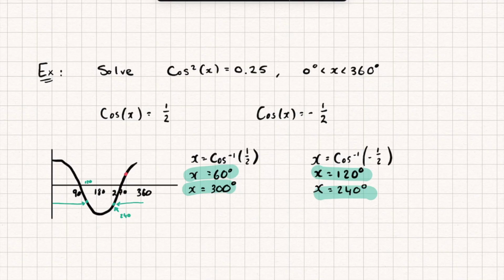But the period of cosine of x is 360 degrees, and so if I add or subtract it from any of these values, it's no longer going to be in my interval, so I don't need to bother.